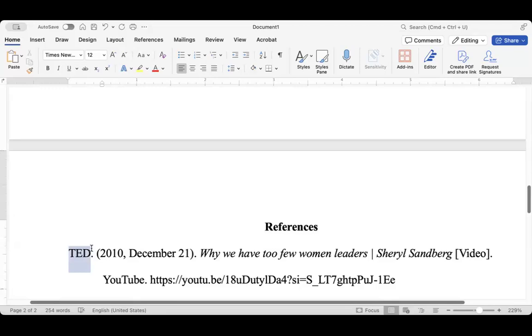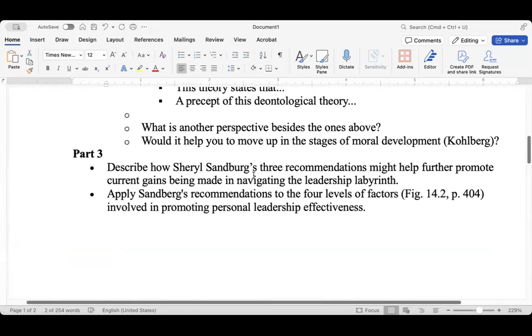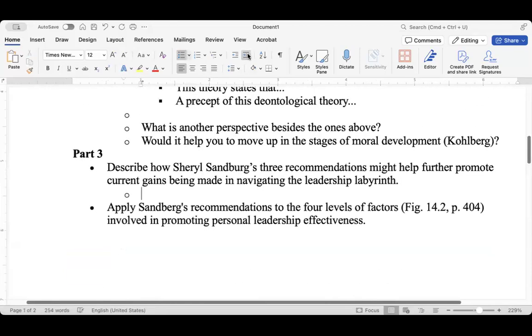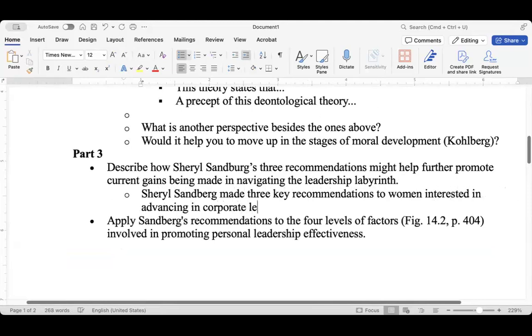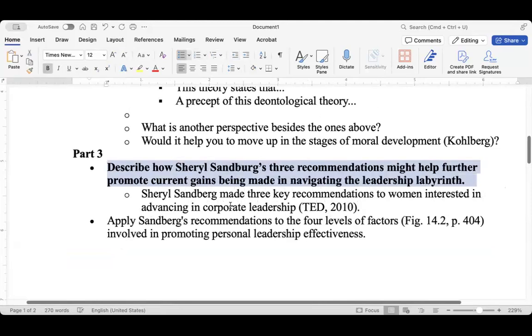Now for citing it, you'd have the name of the channel and the publication year only. So great. If we are describing this, even though we're referring to her ideas, the place we got it was published by TED in 2010. So that's why that's getting cited instead of the author.